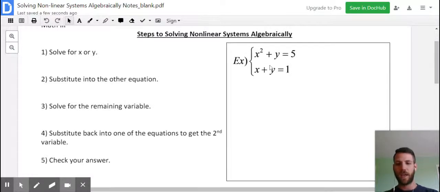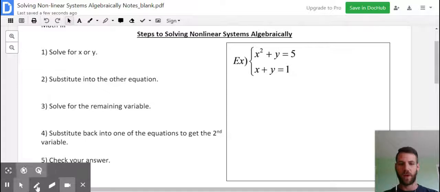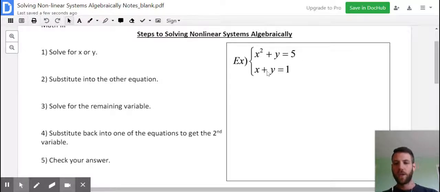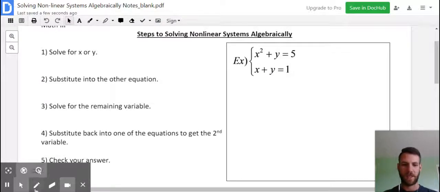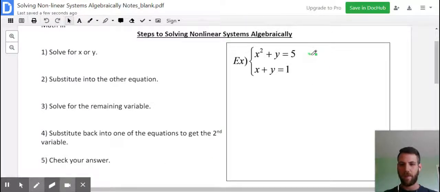For this first example, we see one equation is x squared plus y equals 5, and one is x plus y equals 1. So what I am going to do is solve this first equation for y by just subtracting x squared from both sides. So that would mean that I would have y is equal to 5 minus x squared. So that means that I've done step one.